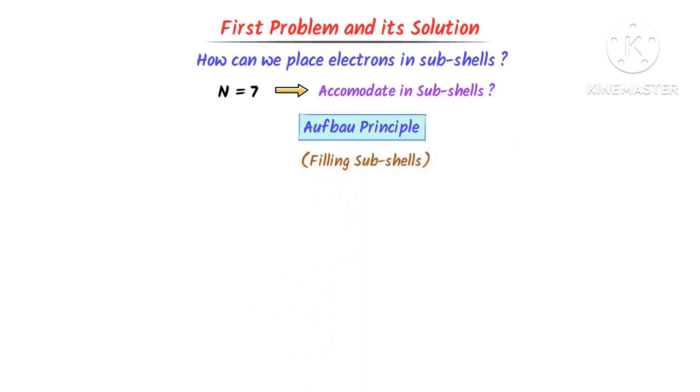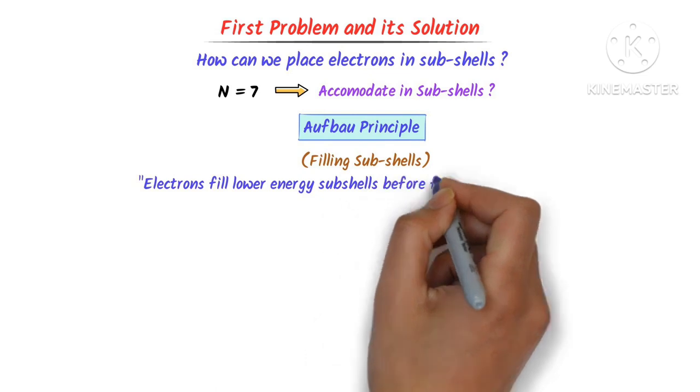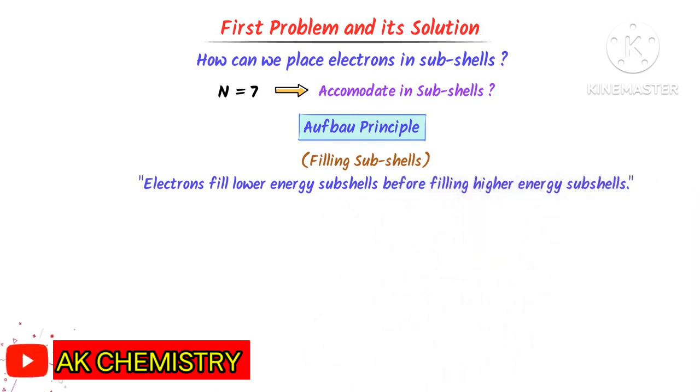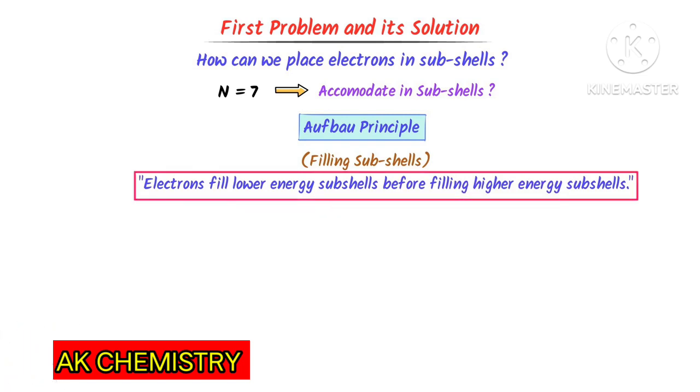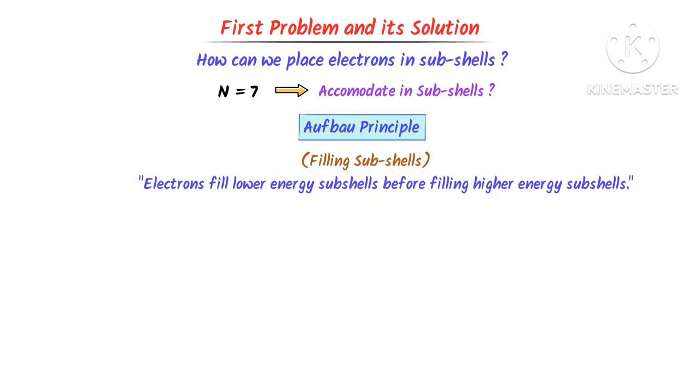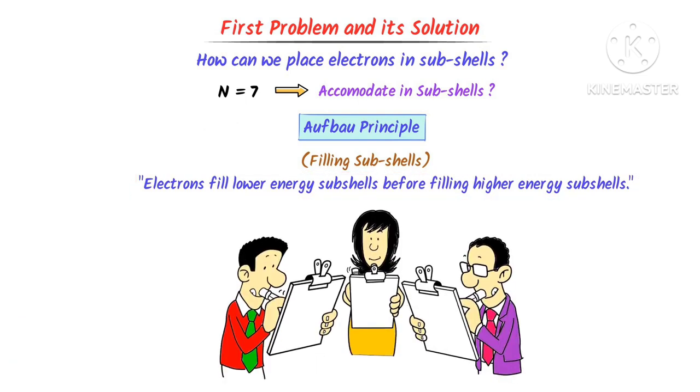Aufbau principle states that electrons fill lower energy subshells before filling higher energy subshells. Let me repeat it. Electrons fill lower energy subshells before filling higher energy subshells. Now here students do a lot of mistakes and they face big problems. I mean, they cannot remember the order of subshells from lower to higher energy level. So to solve this problem, I teach this easy trick.